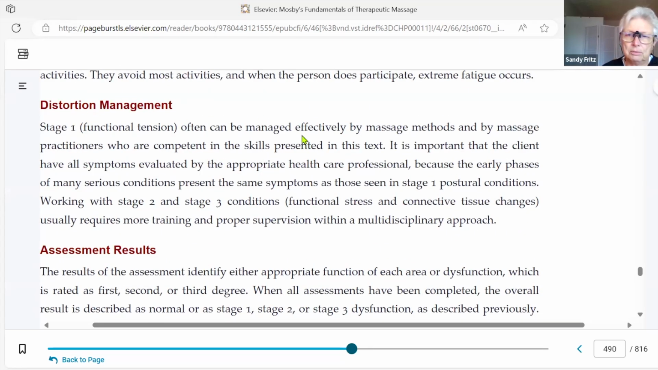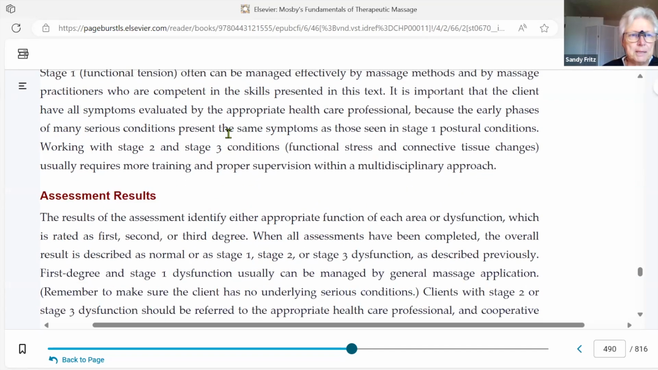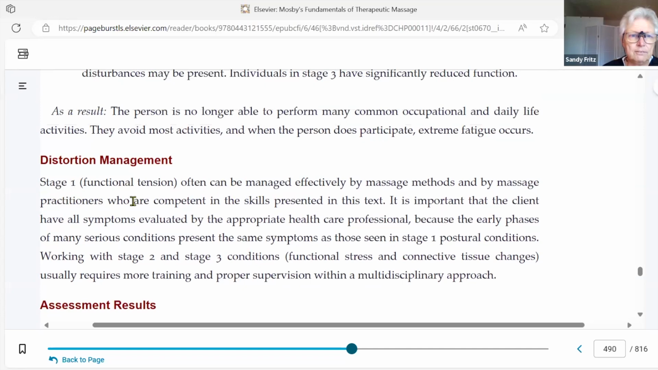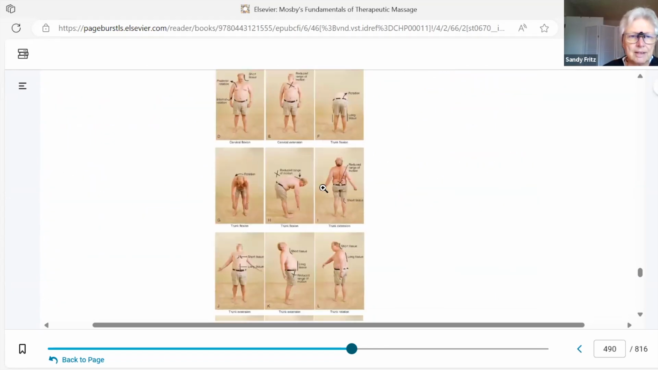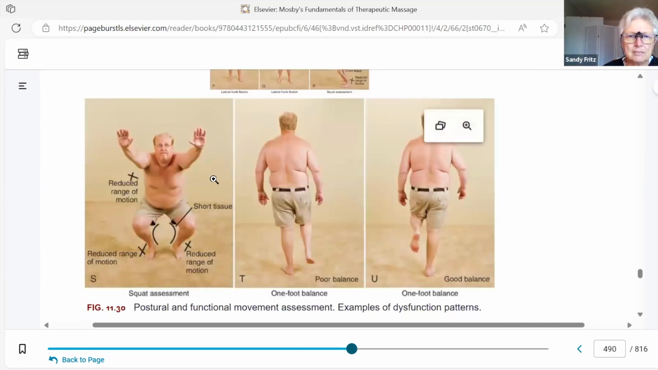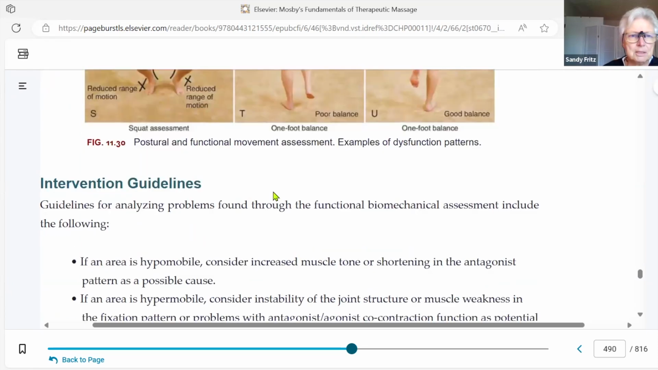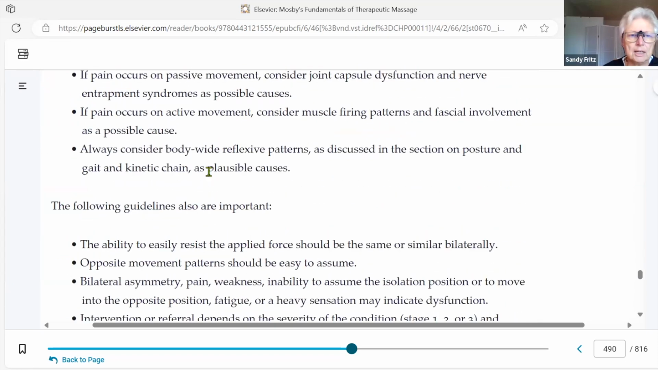Here gives you the discussion on what I had just talked about. Stage 1, functional tension, what we would look for with our assessments. This is a really good graphic giving you some examples of visual assessment and the squat assessment here, standing on one foot, and then some intervention guidelines.